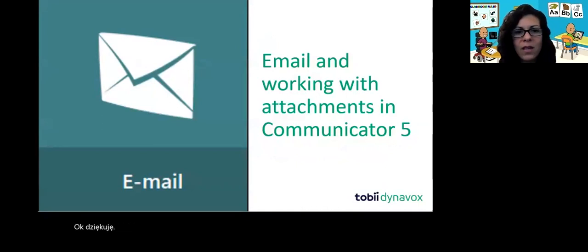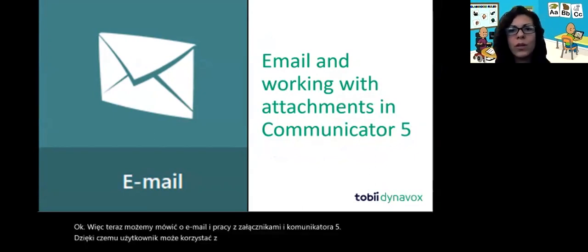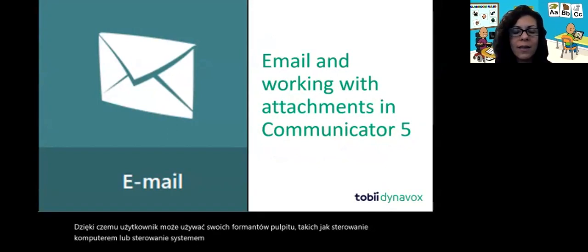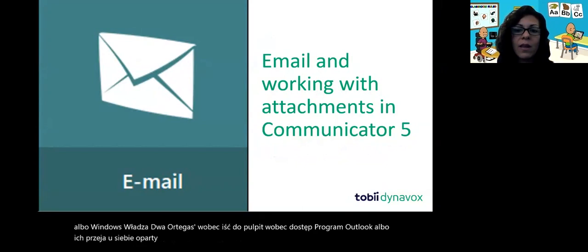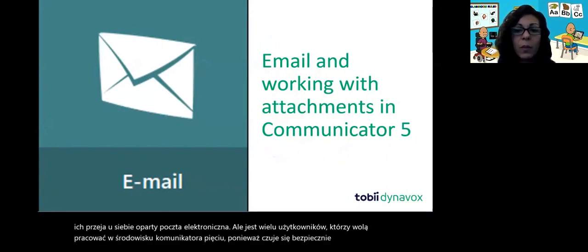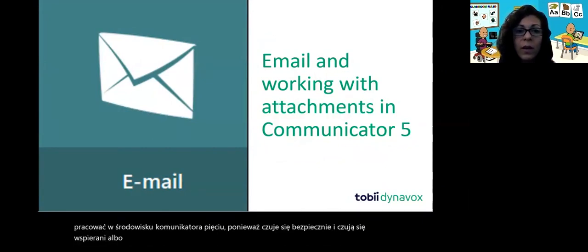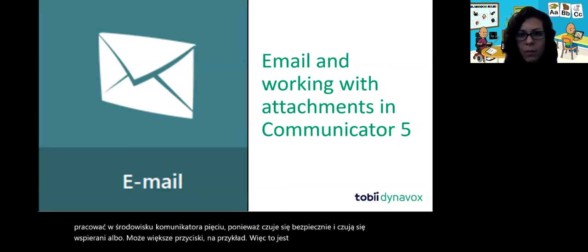Okay, so now we can talk about email and working with attachments in Communicator 5. So a user can use their desktop controls like computer control or Windows control or Tegus to go to the desktop to access Outlook or their preferred web-based email. But there are many users who prefer to work within the Communicator 5 environment because it feels safe and they feel supported with maybe the bigger buttons, for instance. So this is one of those areas where Communicator 5 does a really nice job. So let's take a look.